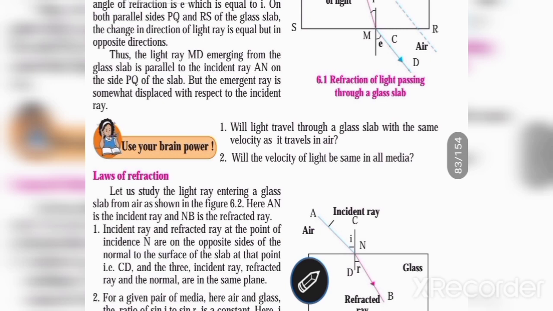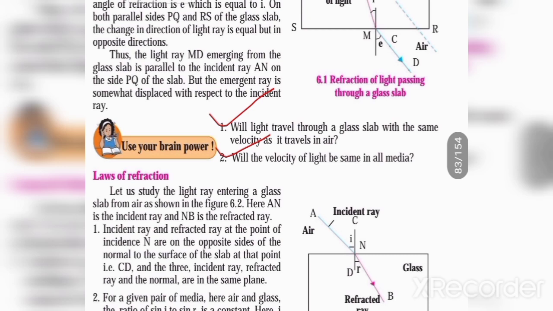There it is given that light will not travel through a glass slab with the same velocity as in air, because the densities of air and glass are different, hence the velocity of light is also different. And will the velocity of light be the same in all media? No, because the density of every medium is different, and the velocity of light in air, in solids, in gases or in liquids is different.